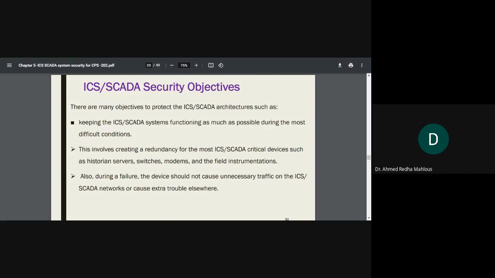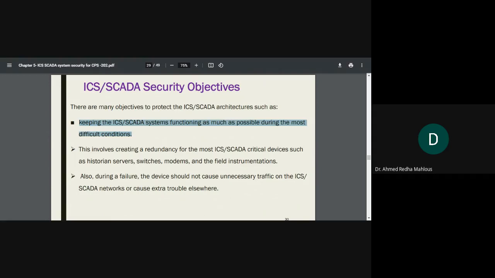In terms of objectives, what are the objectives in protecting an ICS SCADA with relation to security? Here, as an objective, when you secure an ICS SCADA, you make sure that your objective is to keep the system functioning as much as possible, whatever the difficult conditions you are facing. Even if you are under attack, for instance, you try to keep the ICS SCADA running as much as possible, not to be down, as we mentioned, because these are specific and critical infrastructure.